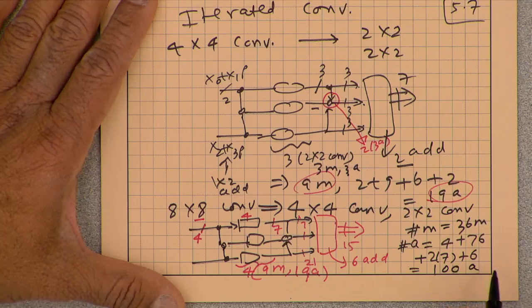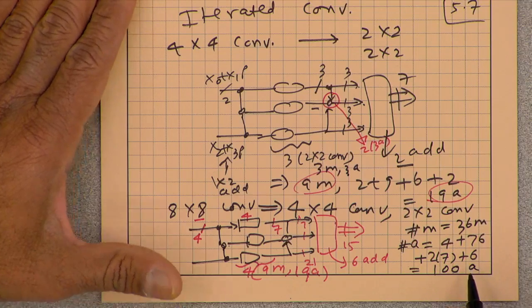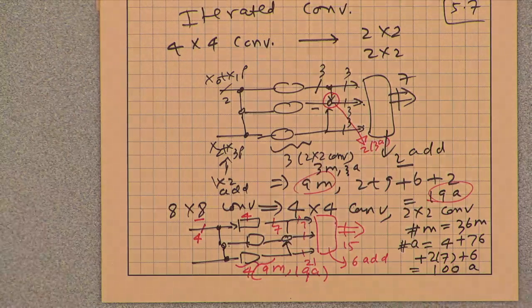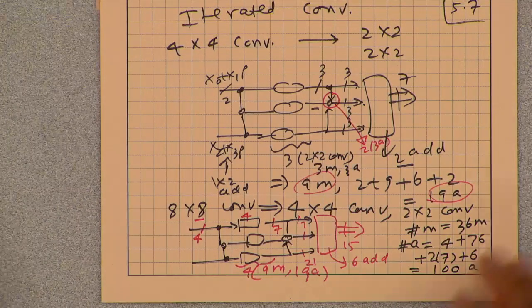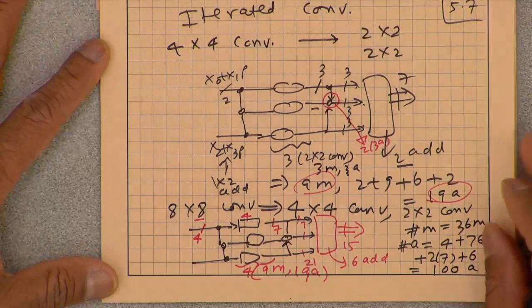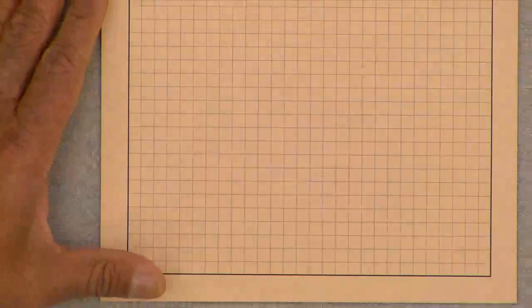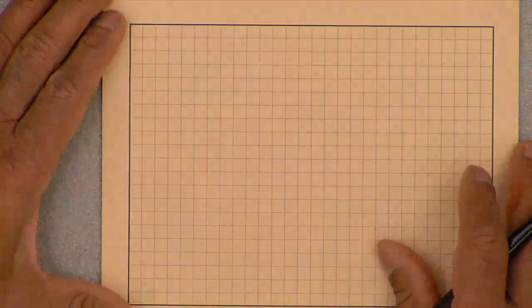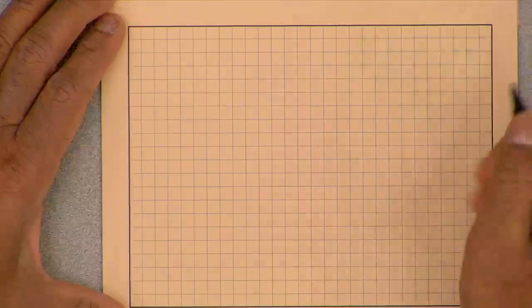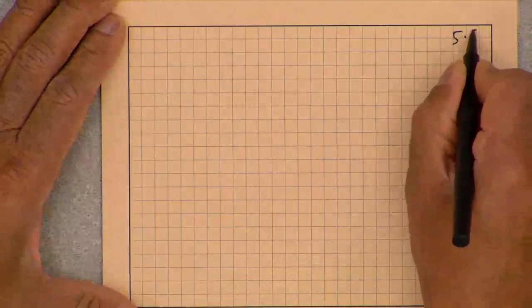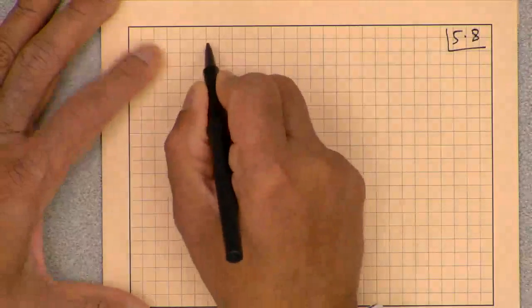My goodness, I didn't expect that. Okay, so let me stop with that. So now I guess that should complete the iterated convolution. So I am going to start talking about the Winograd algorithm.